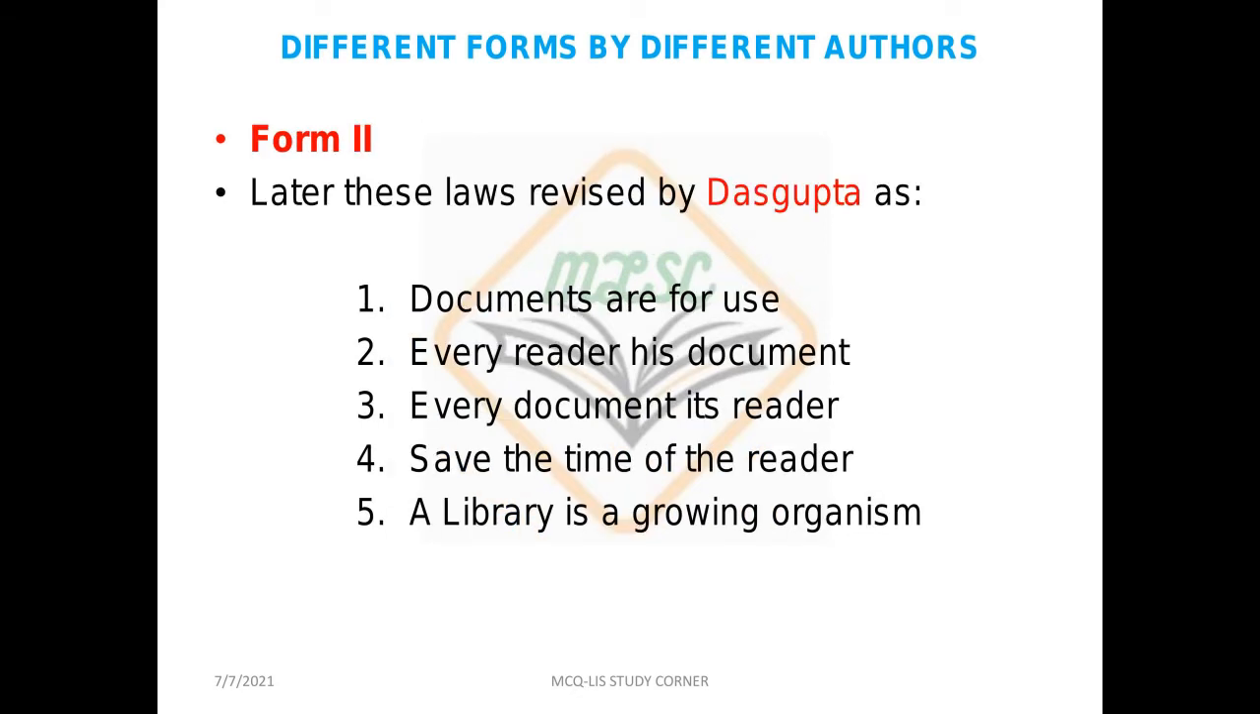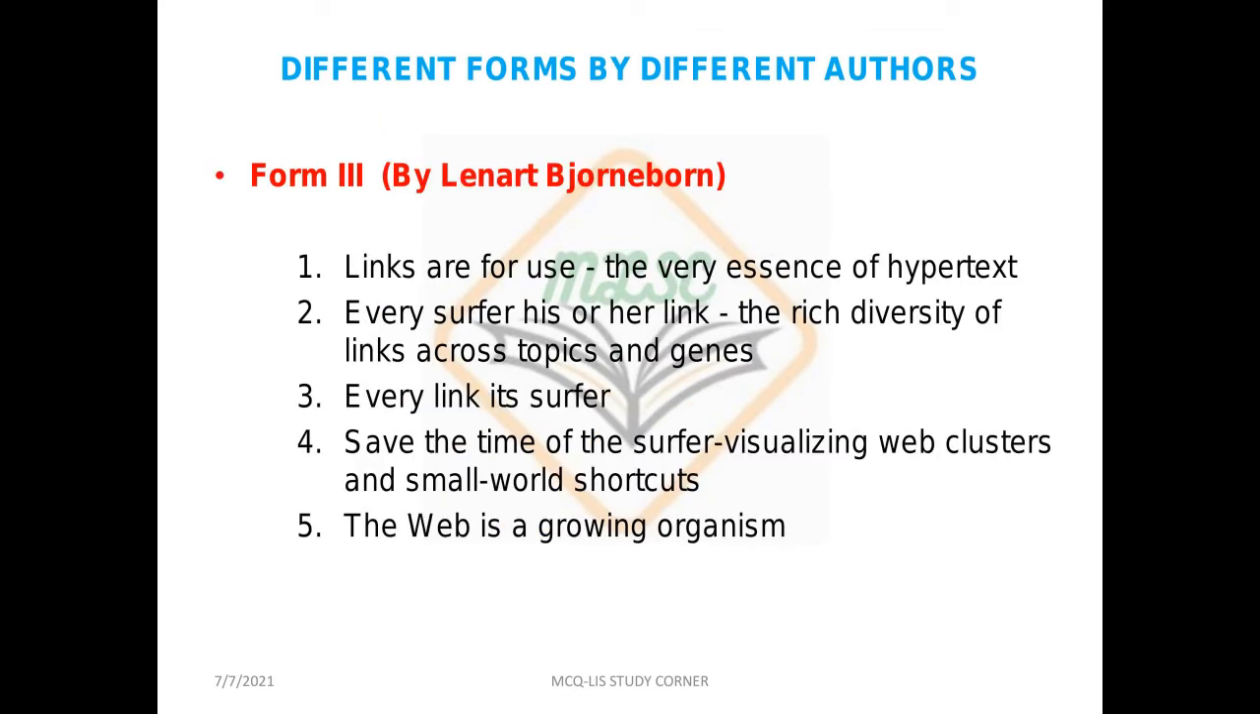Form 2. Later these laws were revised by Dasgupta as documents are for use. Every reader his document. Every document its reader. Save the time of the reader. A library is a growing organism. Form 3 by Leonard Bojanan. Links are for use, the very essence of hypertext. Every surfer his or her link.